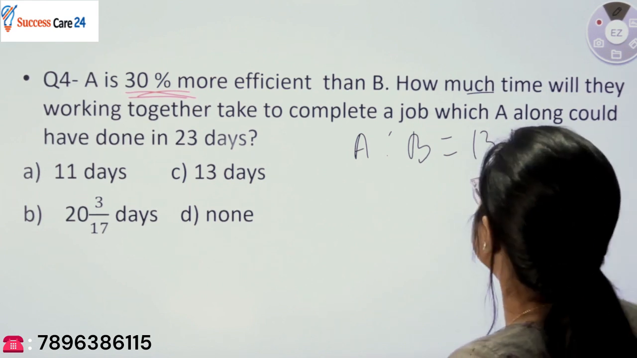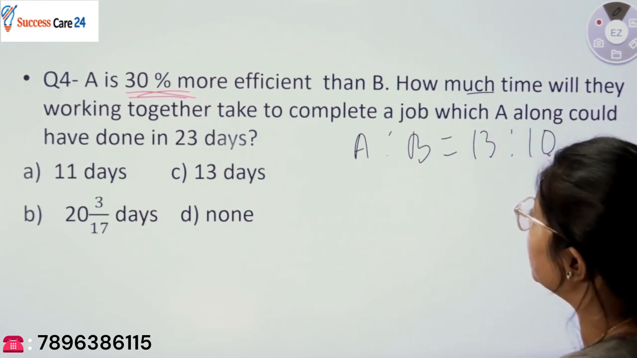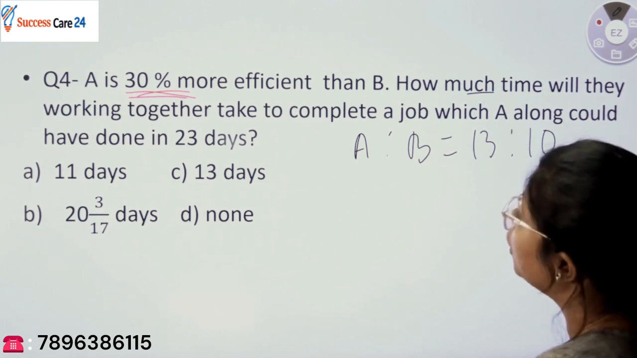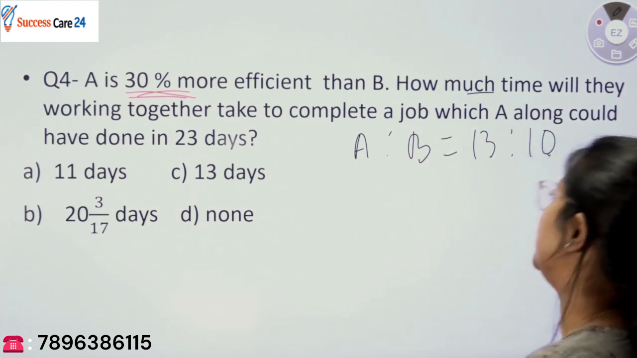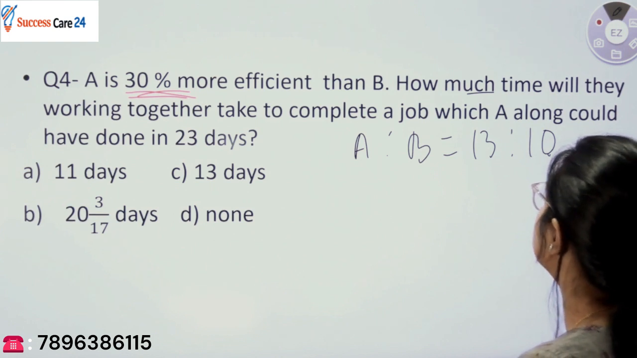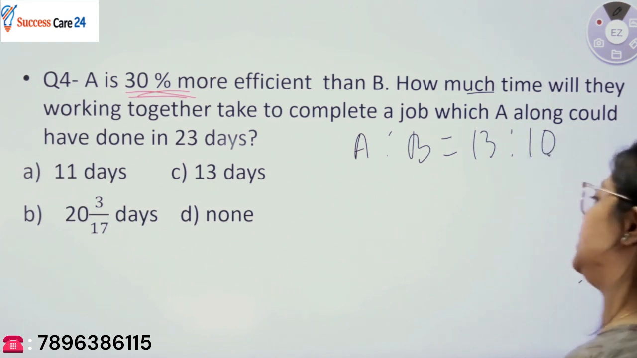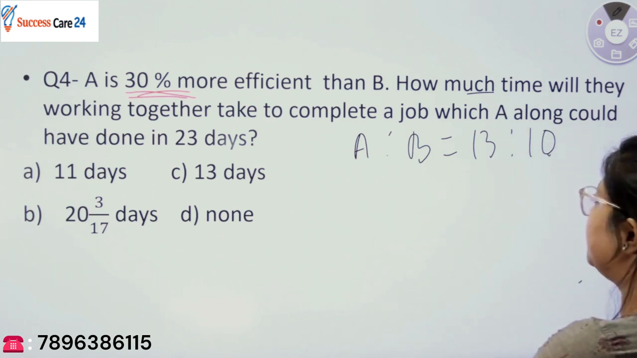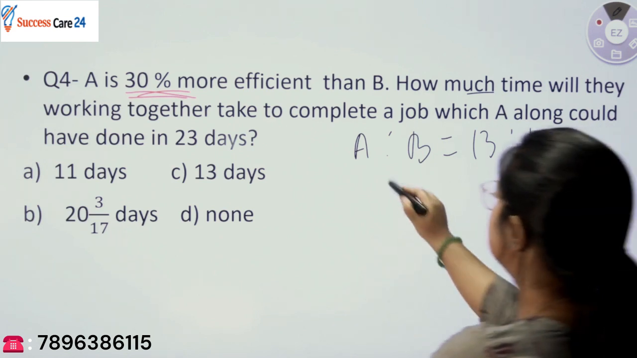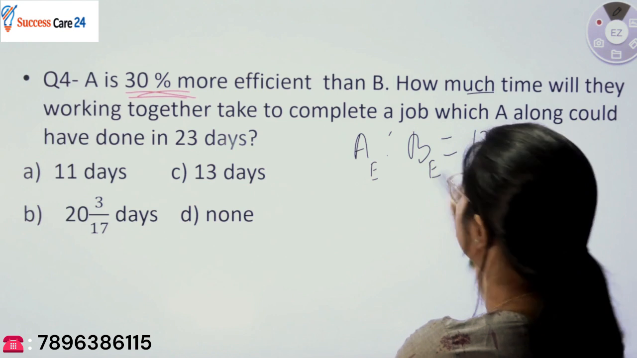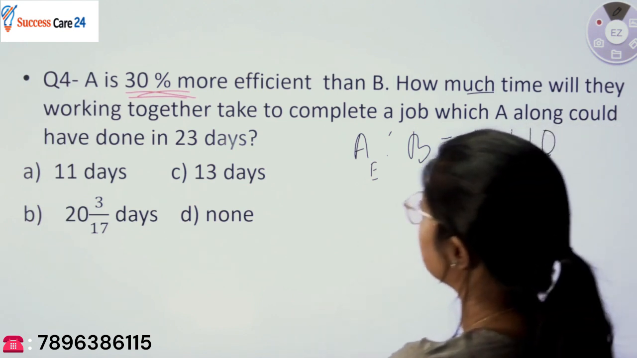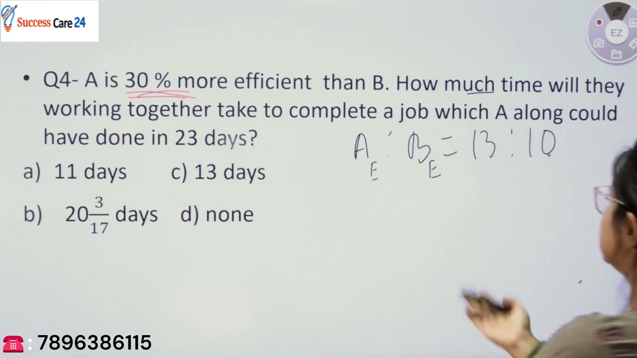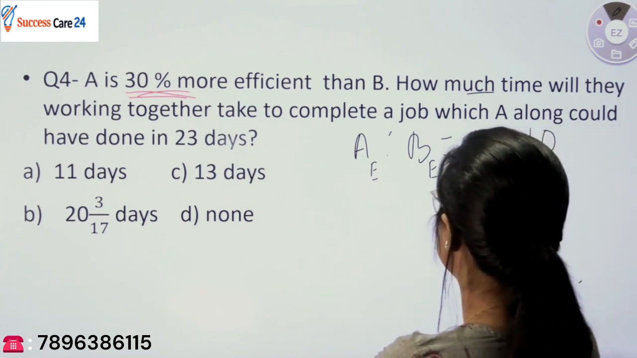What else do we need? So how much time will they take working together to complete a job which A alone would have done in 23 days? A could have done that job alone in 23 days. Alright. So from here what can we do? That means you are getting efficiencies. This is nothing but the ratio of efficiencies of A and B. Then time taken would be how much? Inverse ratios of efficiencies.